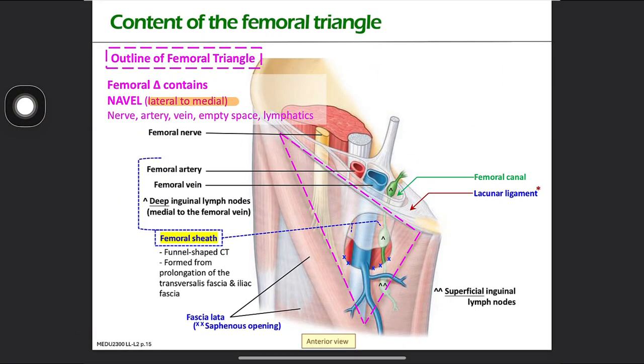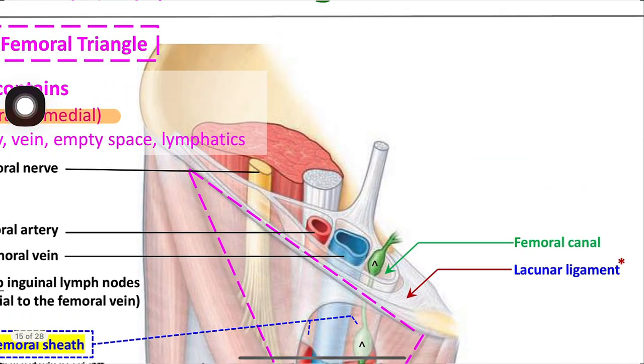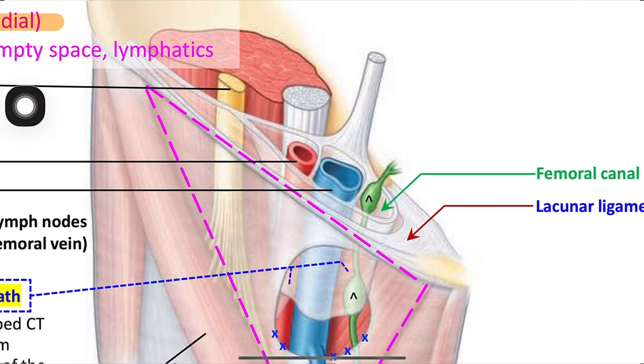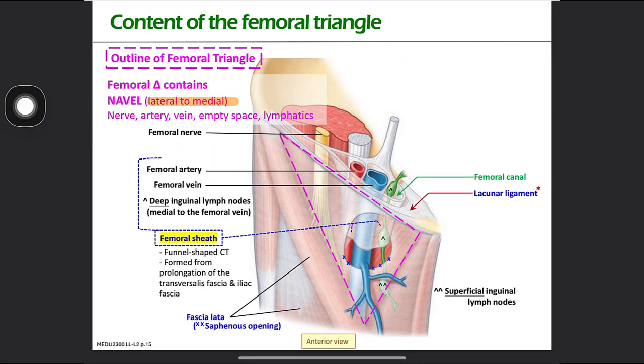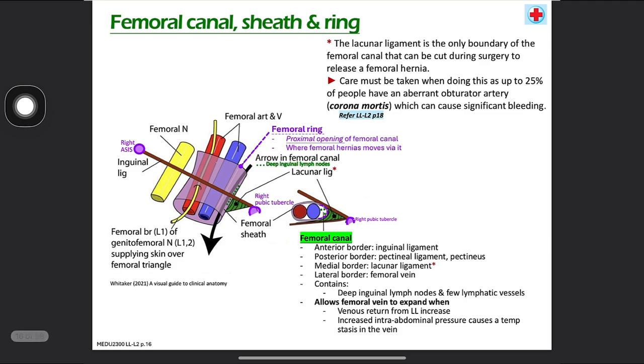Superficial inguinal lymph nodes. And then here, I want to introduce another region for you. It is within the femoral sheath, but there is a space. This space is called the femoral canal. Femoral canal, okay? And at the most medial part, we have this lacunar ligament. So we will go to this slide and explore more about each of these: the femoral canal, sheath, and also the ring.